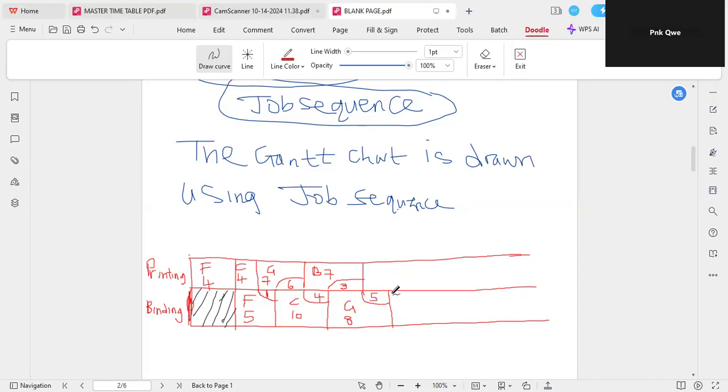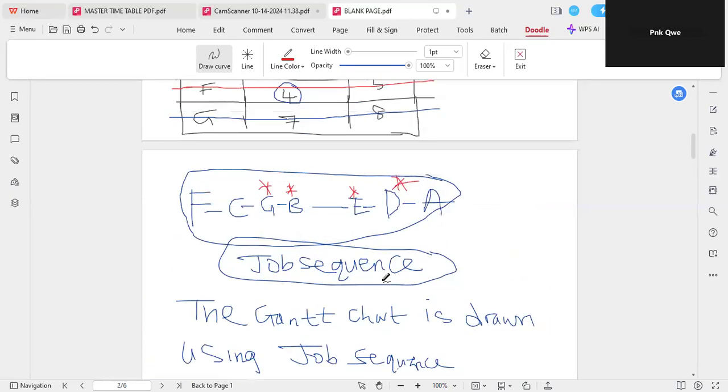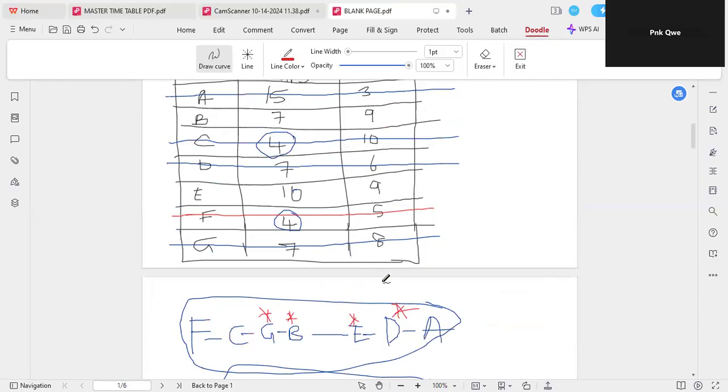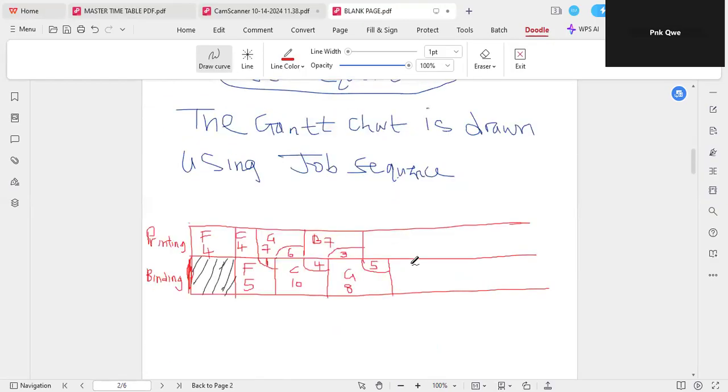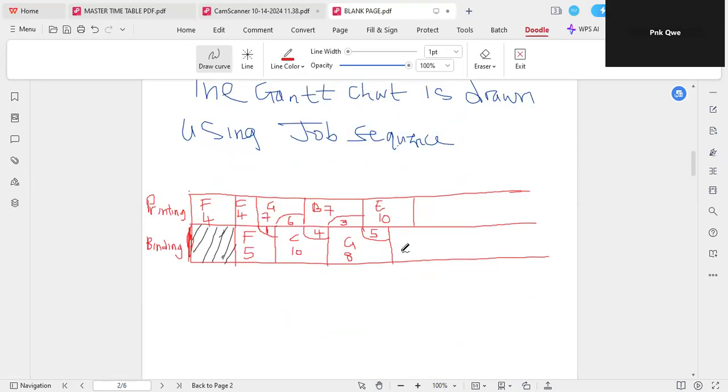So by the time they're finishing binding G, we see what was going on in printing. They would have been printing E. Printing E is taking 10. Okay, so by the time they're finishing printing E, they would have been binding B in this department. Binding B is taking 9 hours, so here it's taking 5 hours longer.